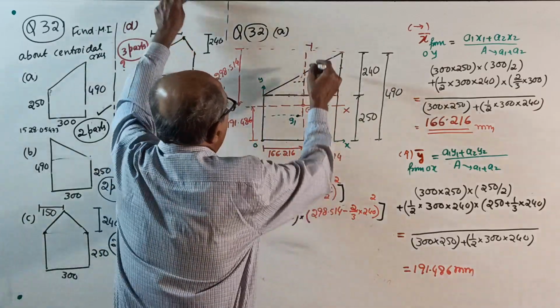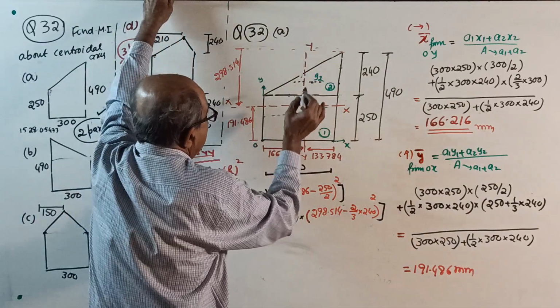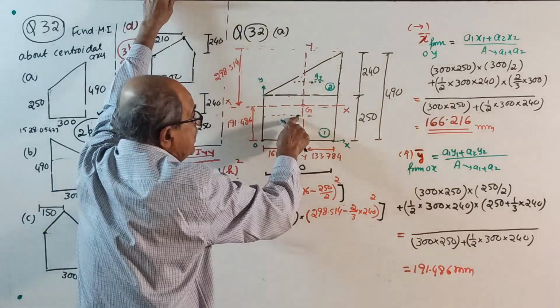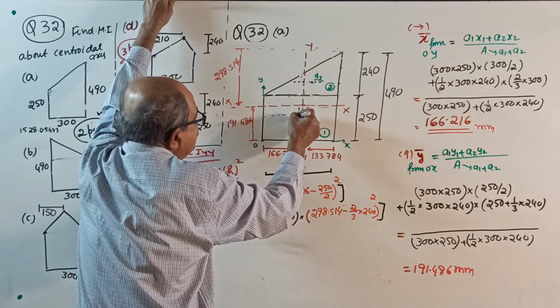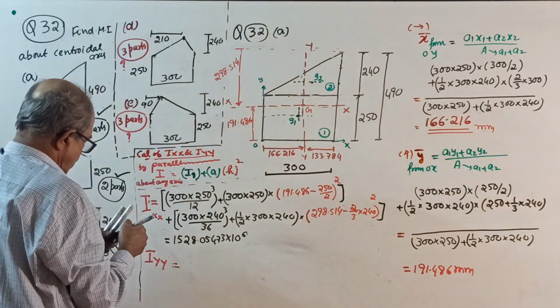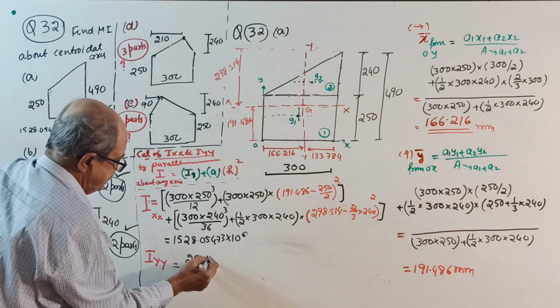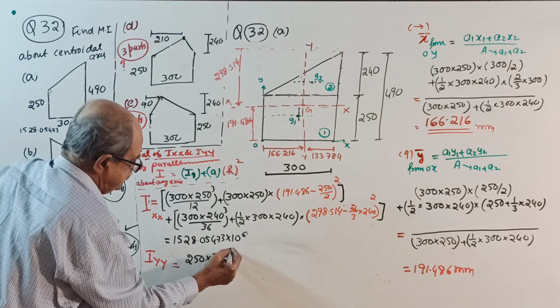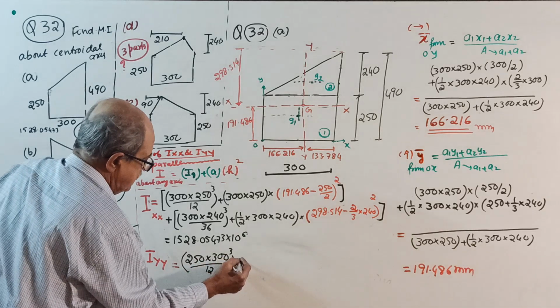See, I about YY part. First come to centroid here. This centroid. Axis passing through centroid and parallel to YY is, see, this axis. 250 into 300 cube by 12. Oh, I have not written. I thought I already finished. 250 into 300 cube divided by 12 is IG plus area.